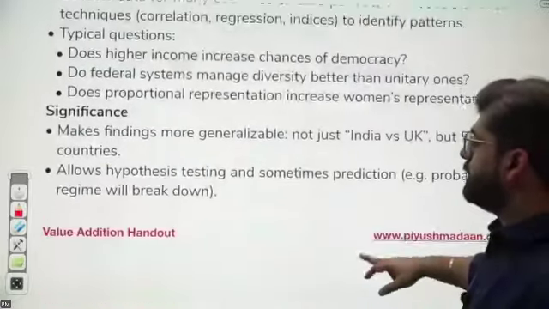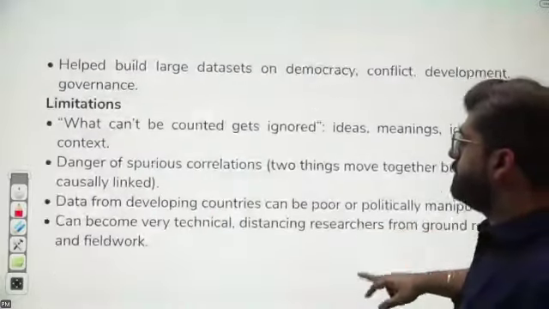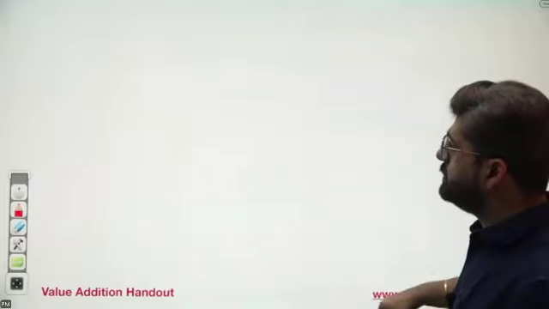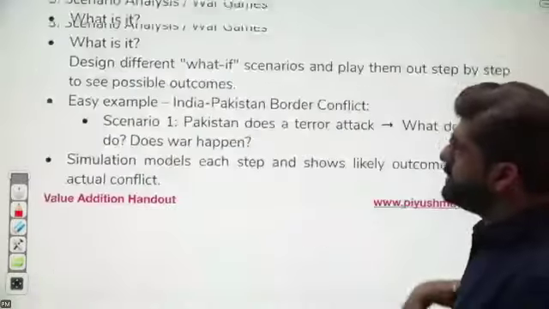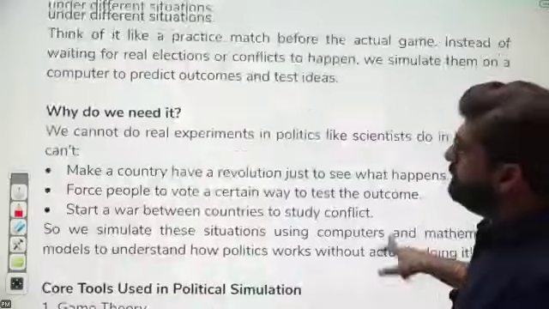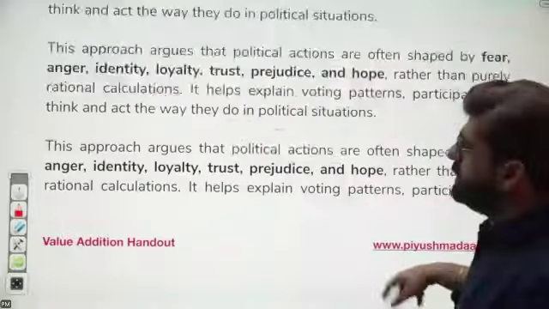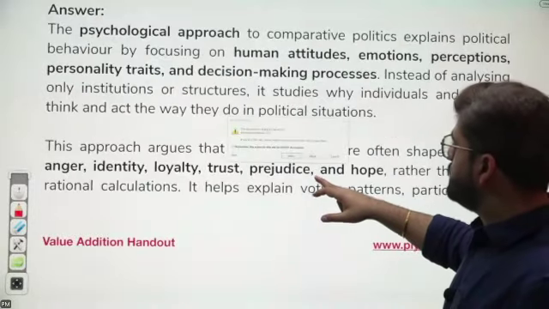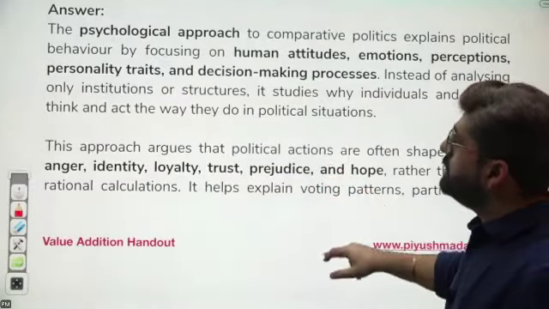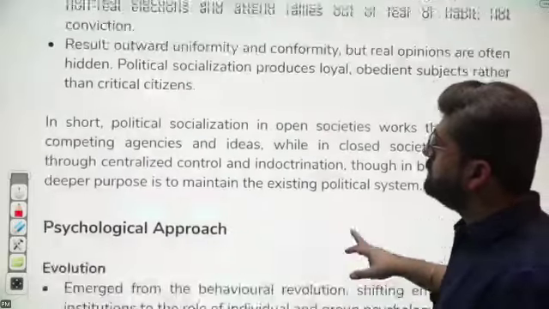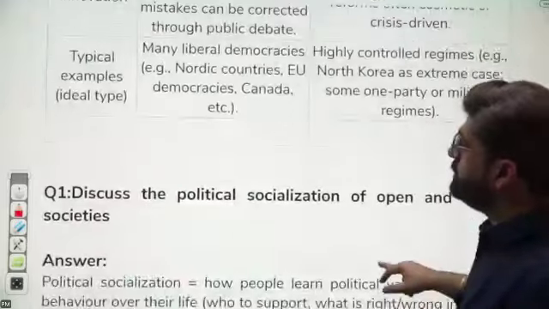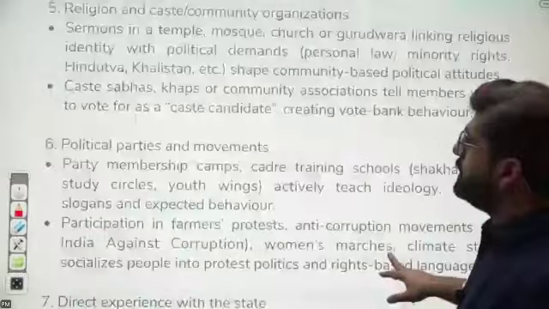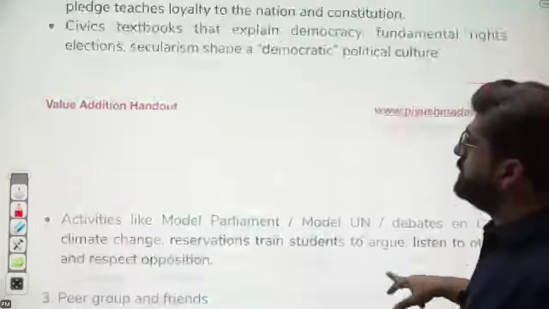ठीक है. Done. That is what is all about the approaches to comparative politics. We are done with the approaches now, and I'll be doing with you one more topic today, and then we'll end the class. End the class as in the live class will end, and then I'll record a dictation lecture for you. Okay. Any doubts with respect to this? Feel free to ask me.